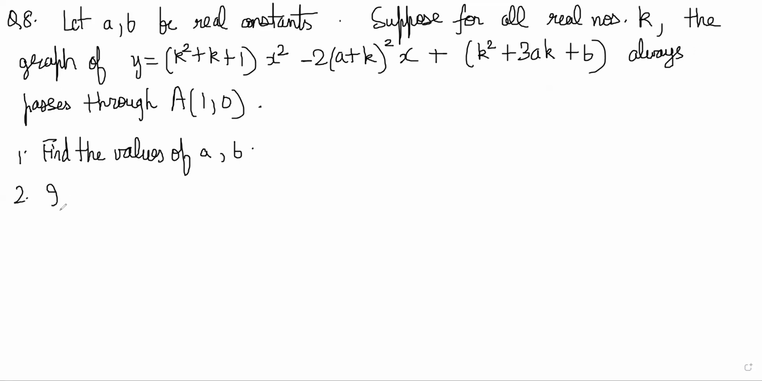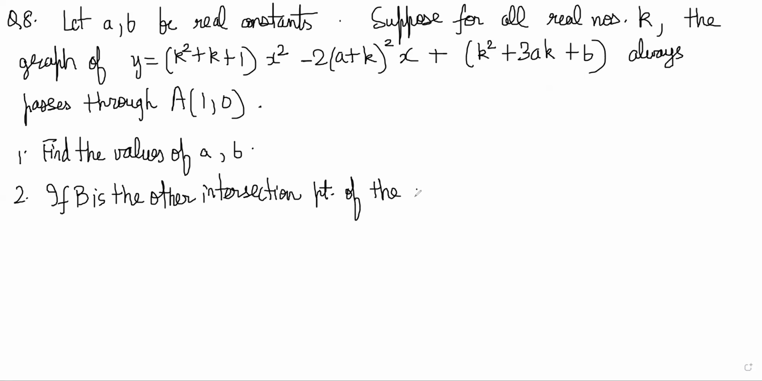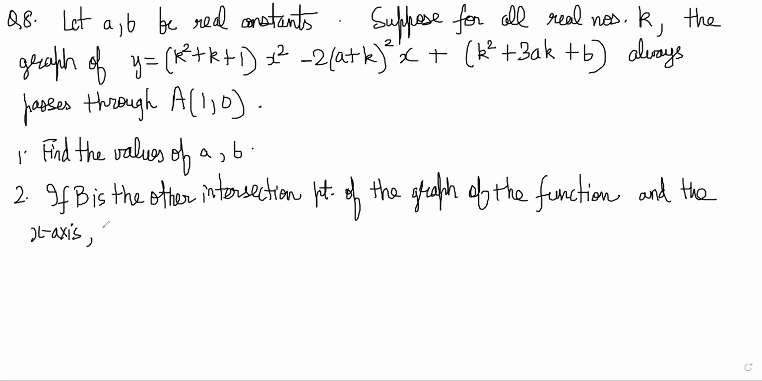And second, if B is the other intersection point of the graph of the function and the x-axis, find the maximum value of mod of AB as k varies.